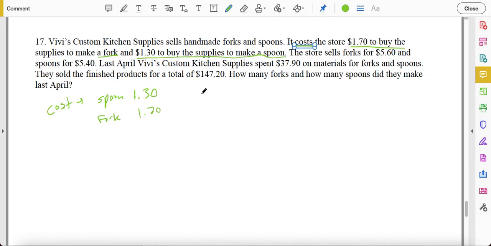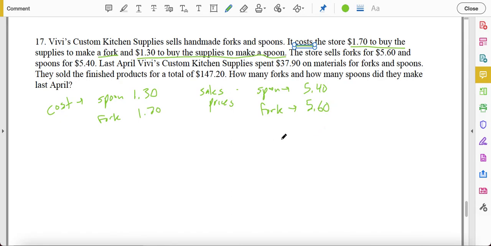And then the sales price for each: spoon is $5.40 and fork is $5.60.